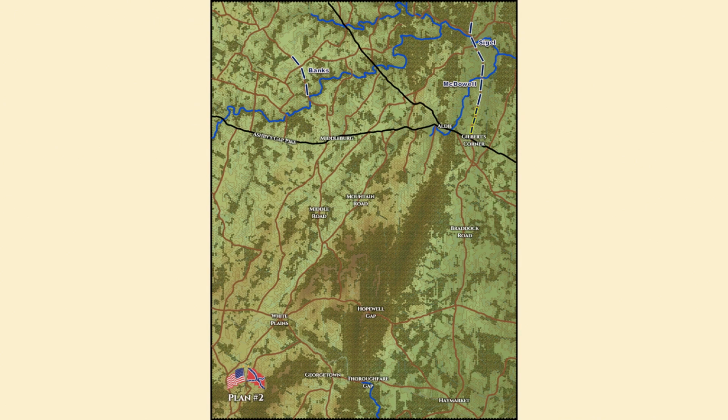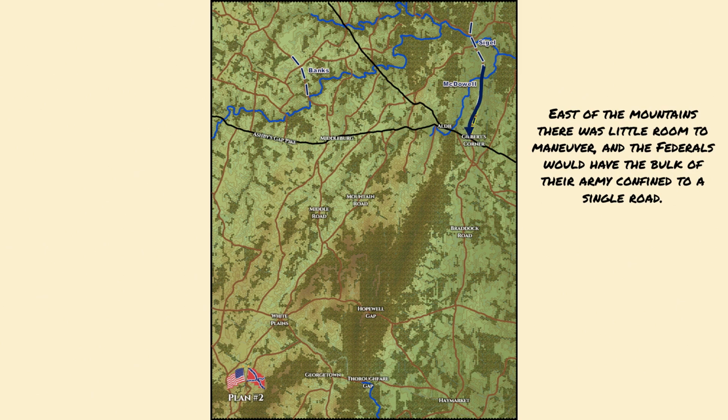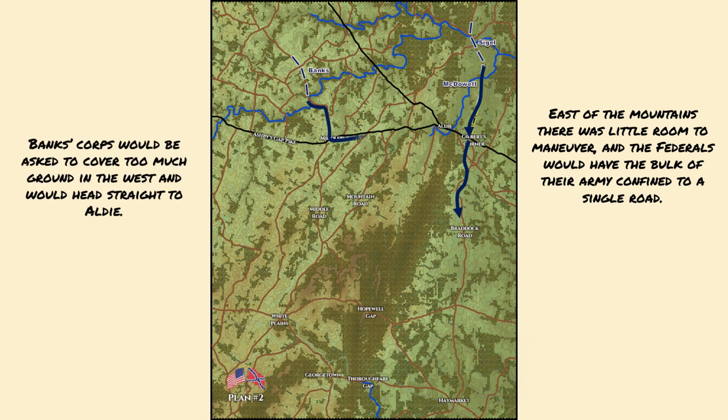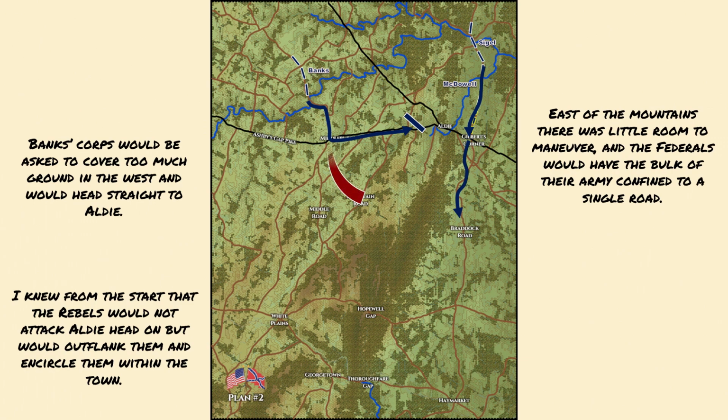The idea was that they would move east of the mountains, but there was little room to maneuver, and the Federals would have the bulk of their army confined to a single road. Banks's corps would be asked to cover too much ground in the west, and they were actually ordered just to head straight to Aldie, surrendering any initiative west of the mountains. And I knew from the start that the rebels would not attack Aldie head-on, but would outflank them and encircle the Federals within the town. And that's exactly what happened.